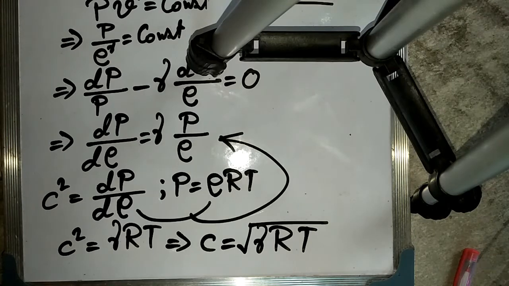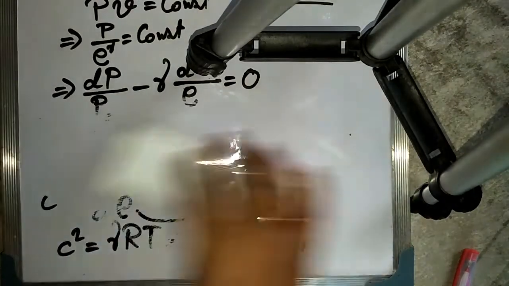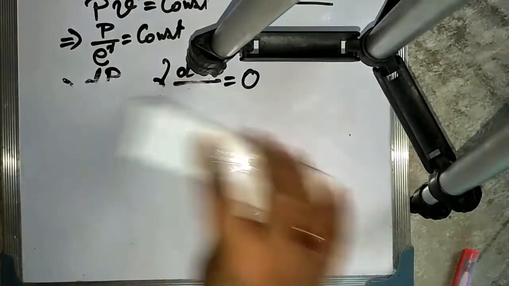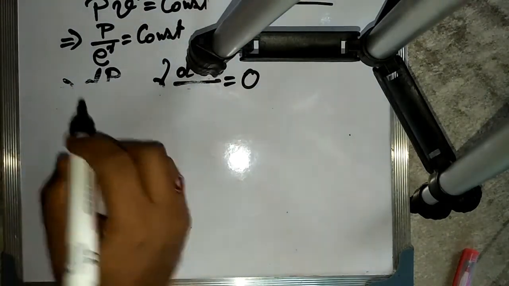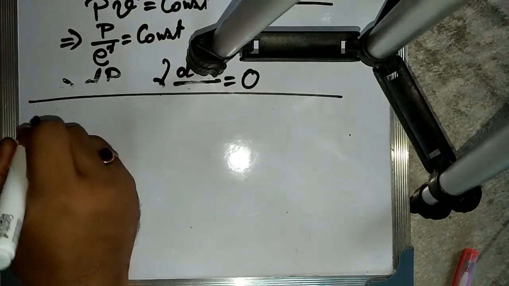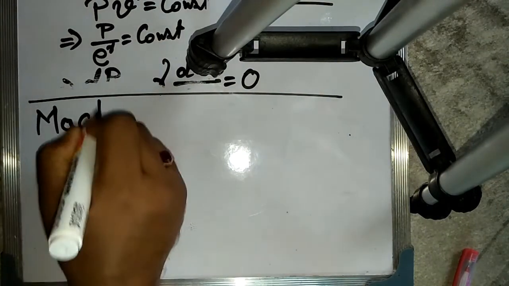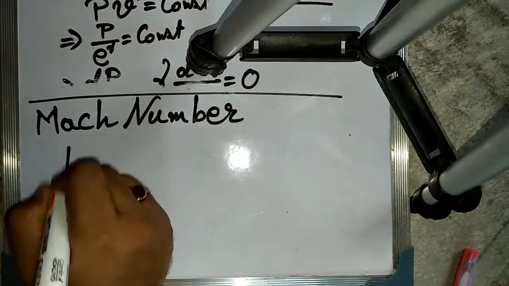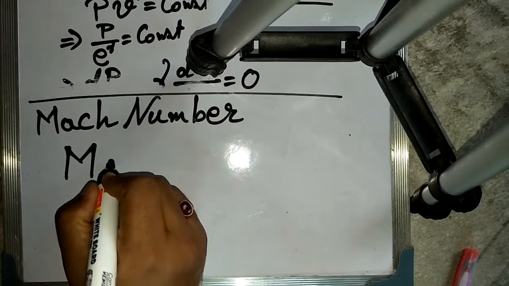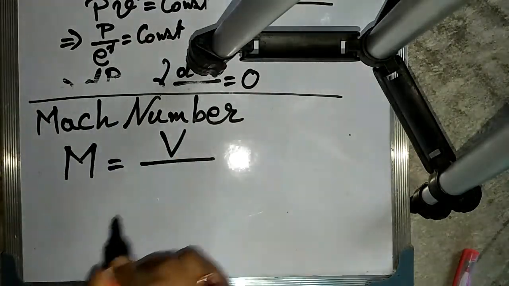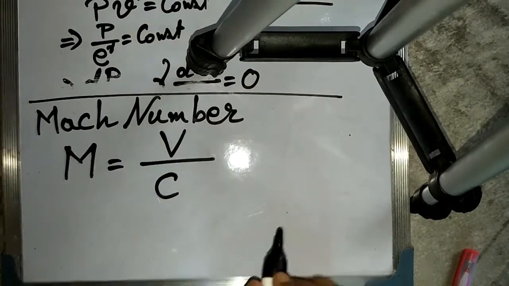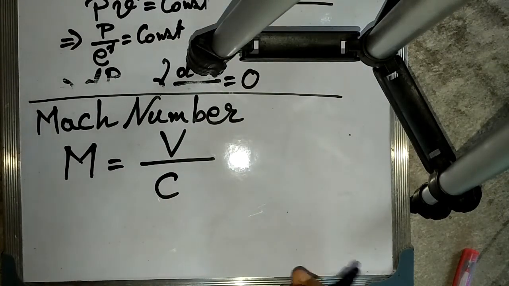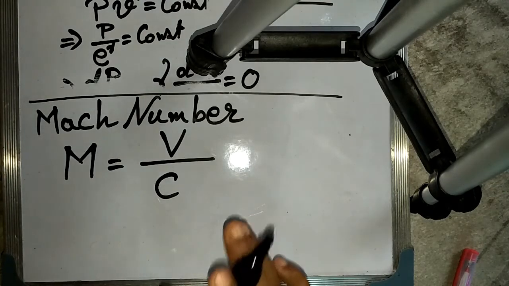So since we are talking about the velocity of sound, one thing that we have to know is the Mach number, which is defined by capital M equals the velocity of the object divided by the sound velocity. Okay, so it's defined as the actual velocity to the sound velocity.